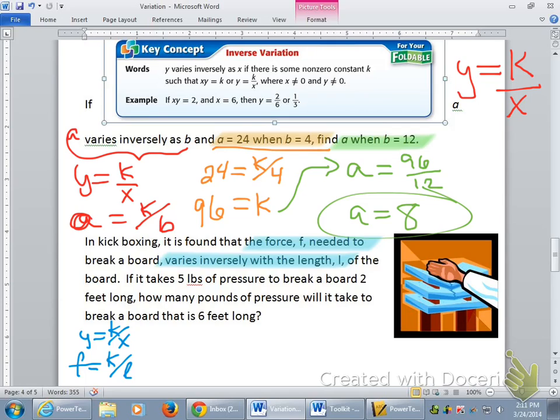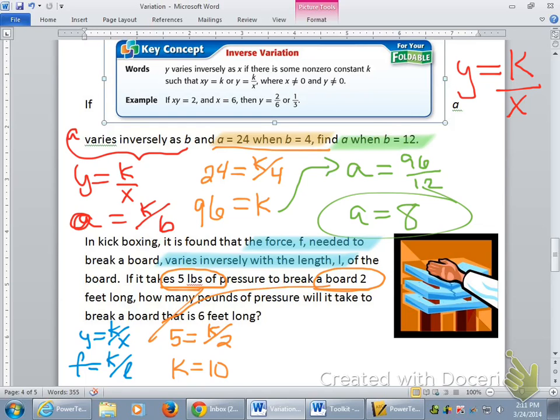All right. So plug in what you do know. What did they give you? Looks like they gave you 5 pounds of pressure will break a 2-foot board. So let's use that information to find K. So I now know that the 5 pounds of pressure, 5, has to equal some number K divided by 2. So what is K going to be? 10. K is 10. So my constant of variation is 10.